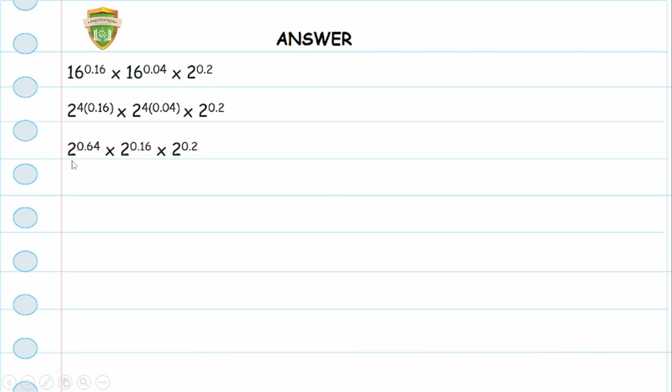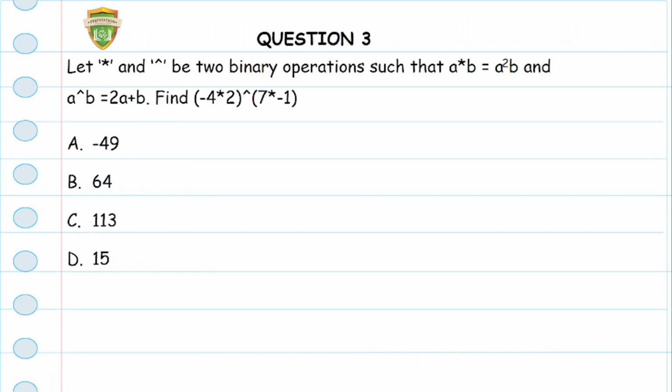Now you can notice that since all the bases are the same, we can use the law of indices. Now the law of indices for multiplication says that we add the powers when the bases are the same. So in this case, we add these 3 powers, and when you add them together, you get 2 to the power 1, which is 2. So our answer is option A.